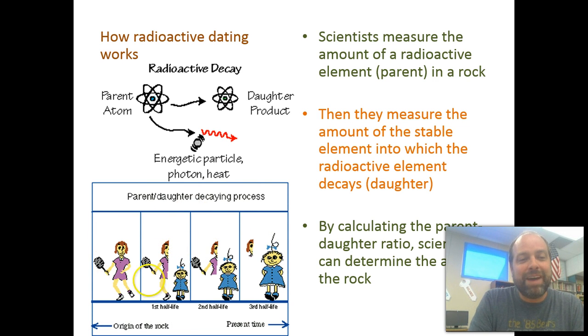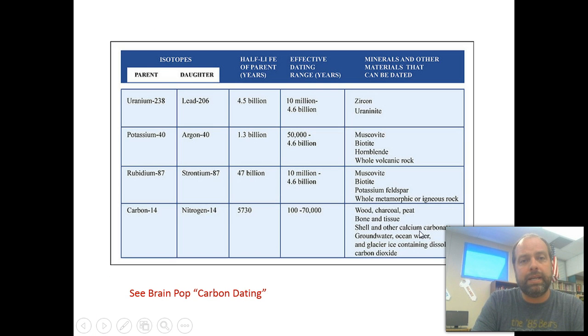Anyway, so we have this parent atom right here. We have lots of it, and then slowly over time, half of it disintegrates, then half of that disintegrates, and then half of that disintegrates. Now, if there was a way that we could figure out the half-life of these radioactive elements, we could determine the age of rocks. And in this next slide, it shows different half-lives.